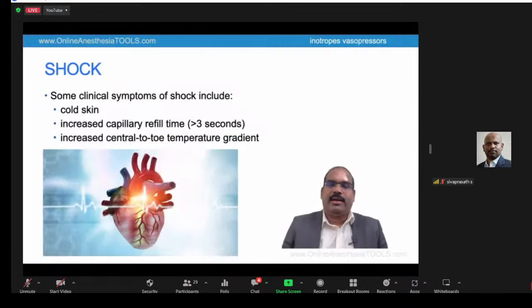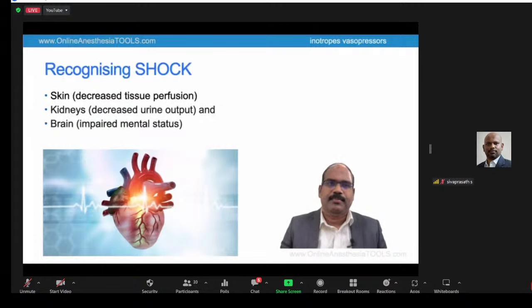So let's begin our discussion. I think we should start right from the definition of what is shock. Shock is a life-threatening, generalized state of circulatory failure resulting in the inability to deliver oxygen to peripheral tissues to meet their demands. Some clinical symptoms of shock include cold skin, increased capillary refill time of more than 3 seconds, and increased central to toe temperature gradient. As far as the shock patient is concerned, the earlier the diagnosis, the better the outcome. It's of crucial importance to identify early the presence of the state of shock.